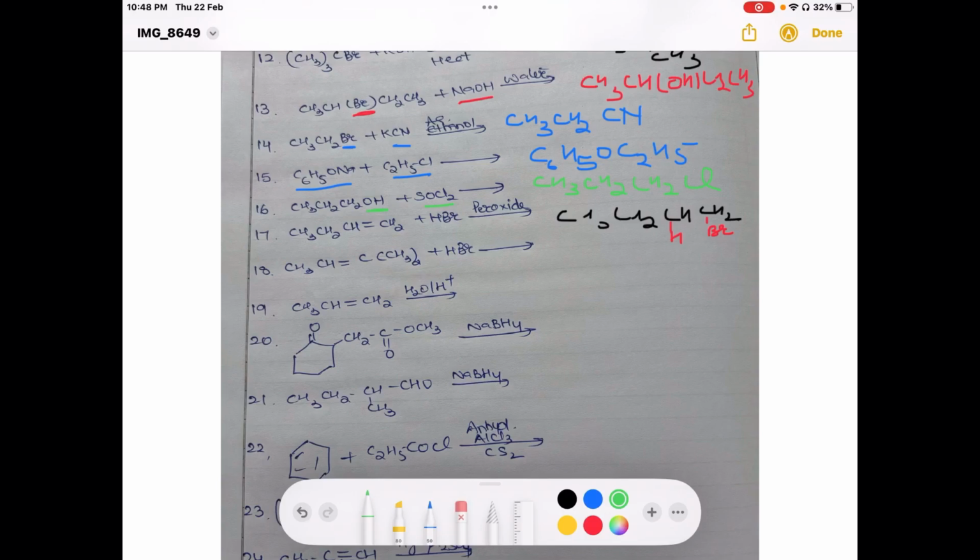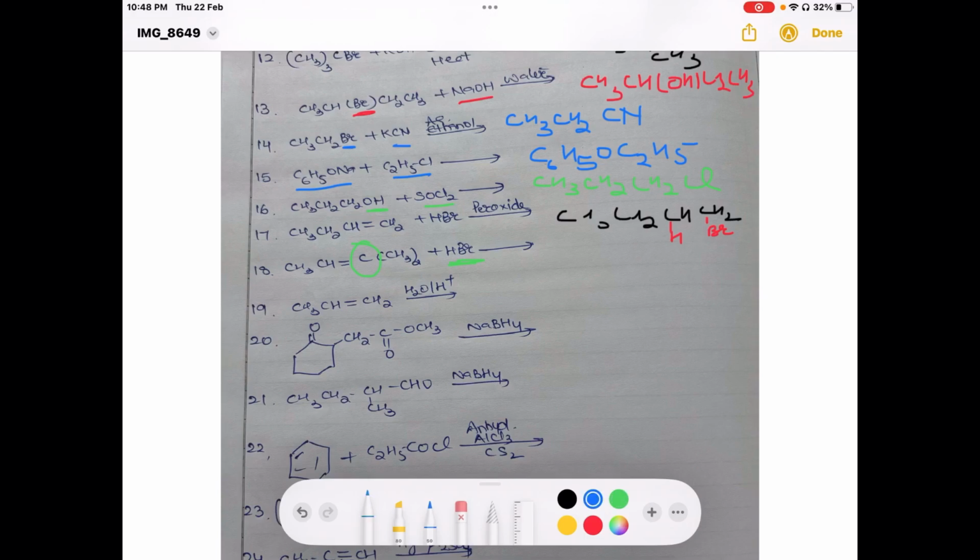Next is HBr in the absence of peroxide. This one is a Markovnikov reaction: the negative part gets attached to the carbon which has fewer hydrogens. It means Br is attached to this carbon only.